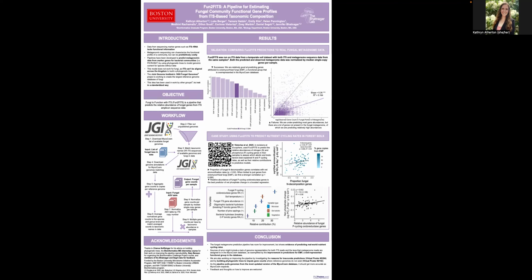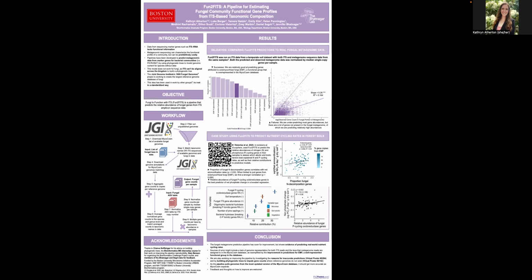The ITS region can't be aligned across the fungal kingdom, so we can't use a traditional phylogenetic tree to impute gene content. However, with the 1,000 Fungal Genomes Project and the expanding Mycocosm database, we now have thousands of fungal reference genomes available. Several groups have started using these references to estimate fungal function from taxonomy, but until now, there hasn't been a standardized pipeline. Our goal was to change that.